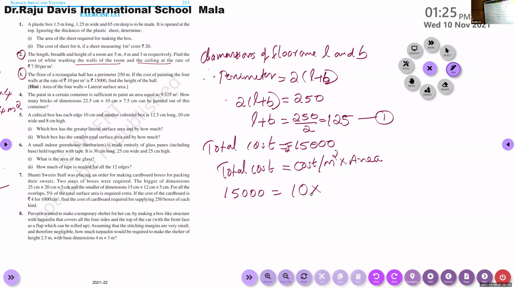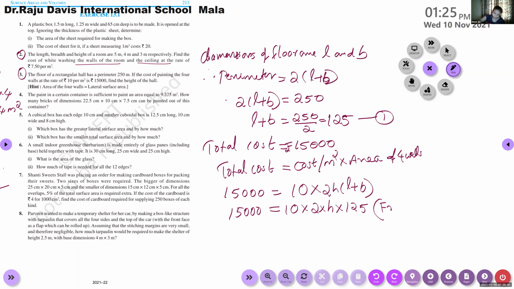Area of 4 walls. What will be the formula? 2H into (L plus B). That is 15,000 equal to 10 into 2 into H into (L plus B). From 1 we have L plus B is 125. You can write from 1. Now you can get H. H equal to 15,000 divided by 10 into 2 into 125. Right?